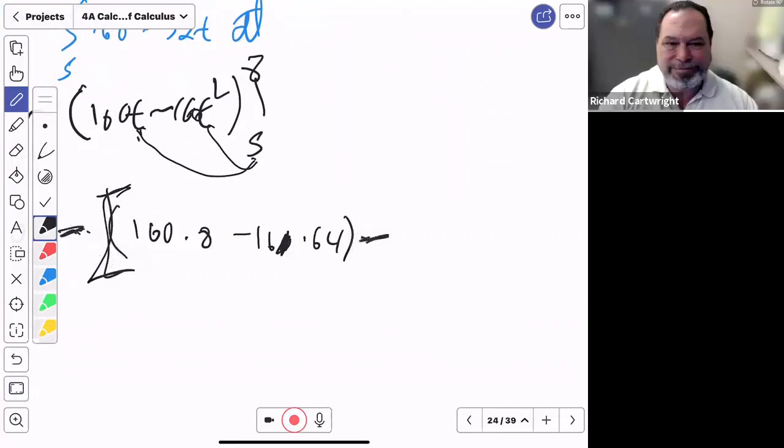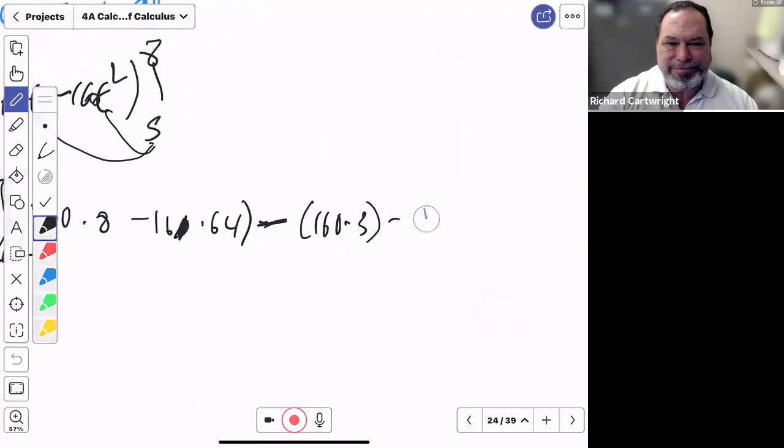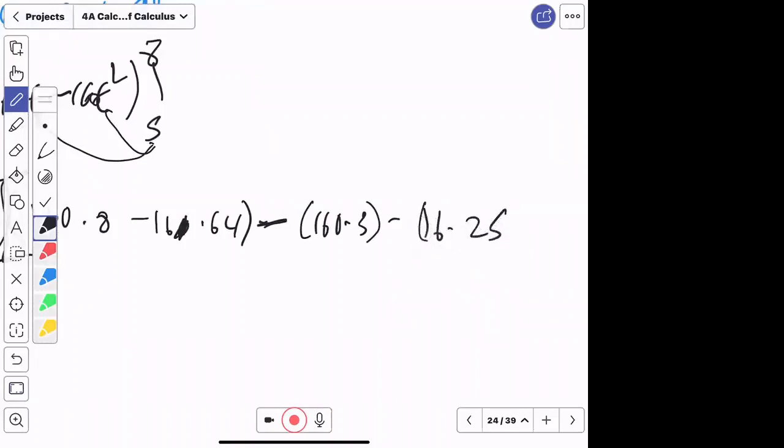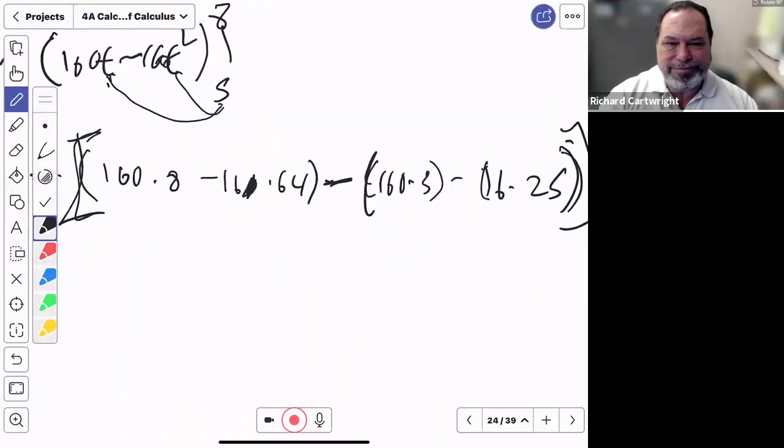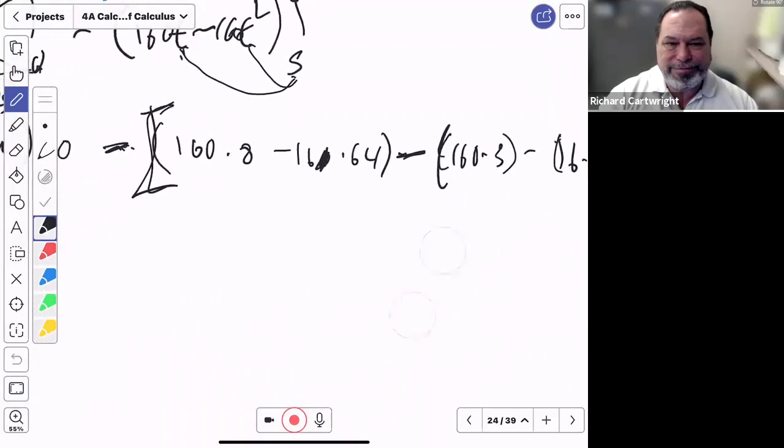Minus 160 times 5. It's ugly, guys. Minus 16 times the 25. Okay, I don't care if I need a parenthesis, but definitely I need one parenthesis for that whole thing, and then the big bracket to close this whole thing.